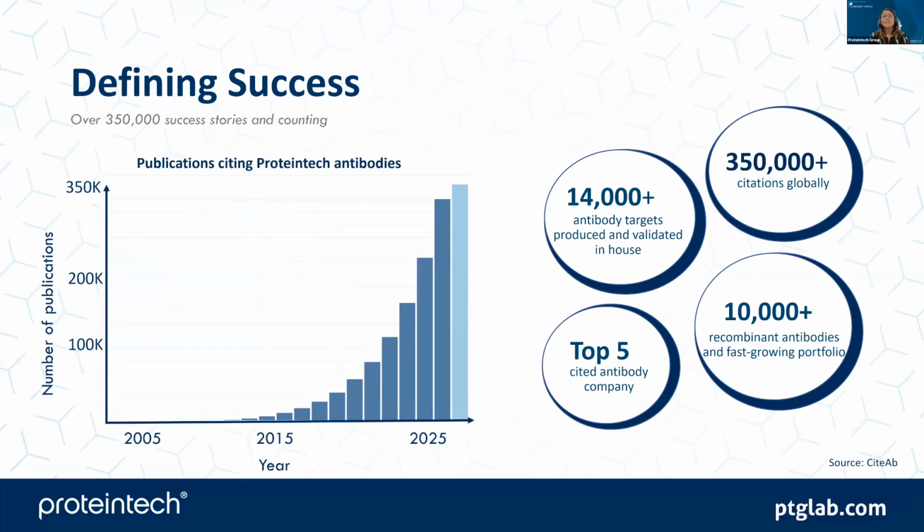So, as a company, we measure our success by our customers' scientific success, specifically by helping them publish impactful research faster. So, this graph here on the left shows that over our company history, our products are featured in more and more publications each year. And as of now, we have over 350,000 publication citations, making us one of the top 5 cited antibody companies and also one of the fastest growing companies in product citations.